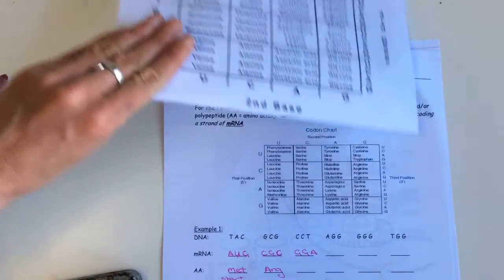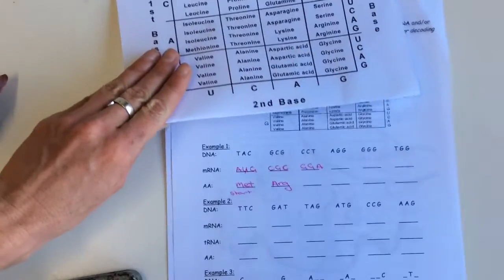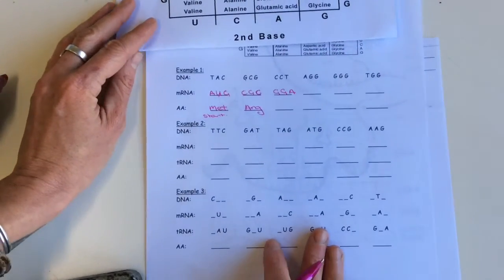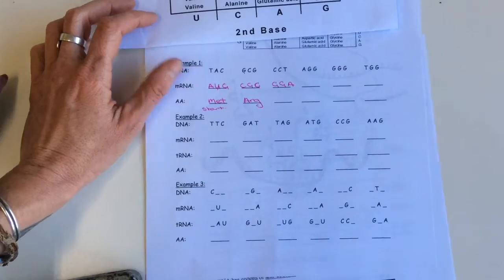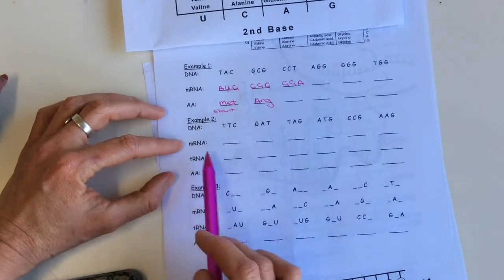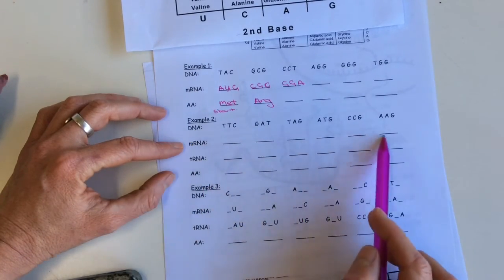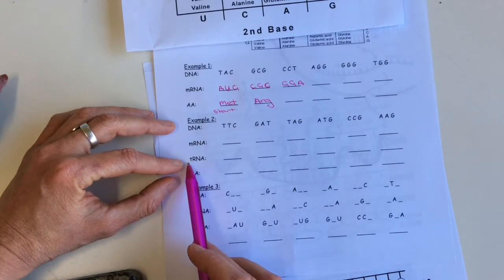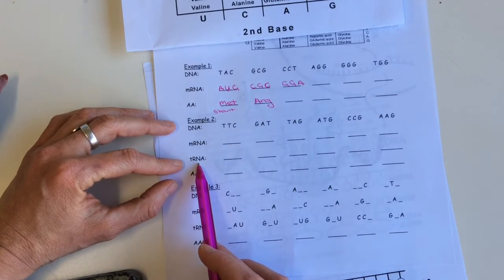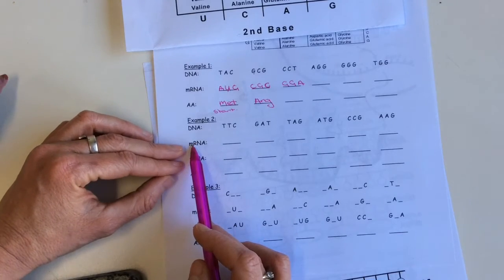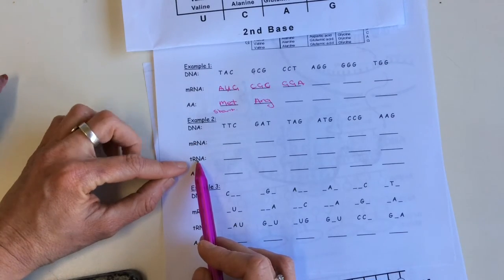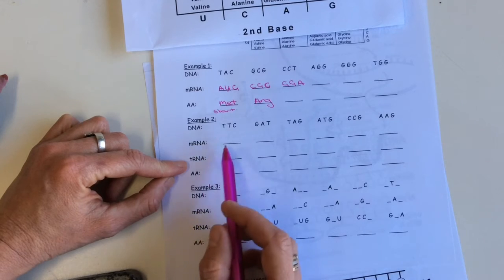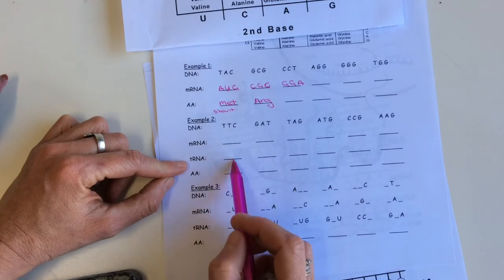Now, it does get a little confusing. The next two examples, they want you to do the DNA is already there. The mRNA, okay, so you've got to do the complementary pair. Remember, it's RNA, so it has uracil. Then you got your tRNA. Remember, that's your anticodon. So you got your codon, which is your messenger RNA, and you got your tRNA, which is your anticodon, which is a complementary of the messenger RNA.